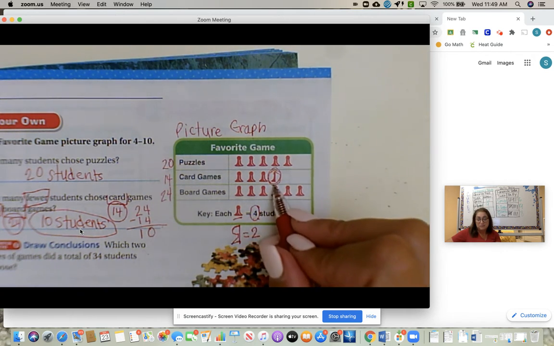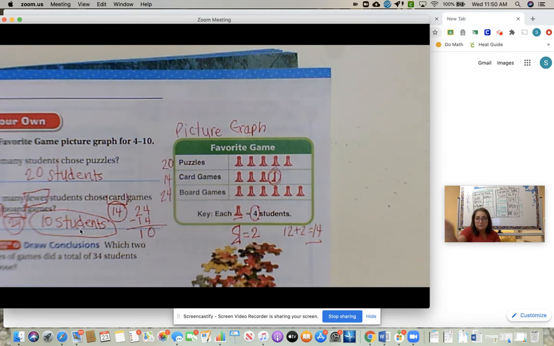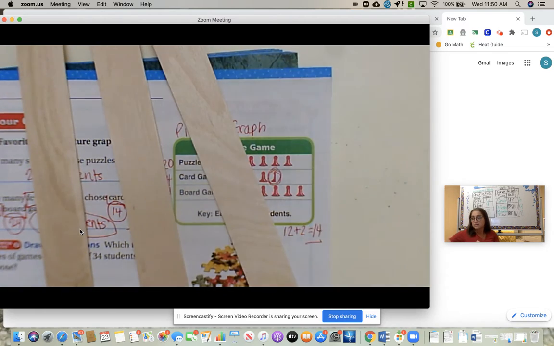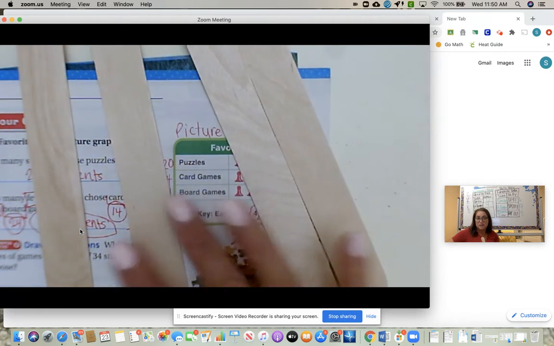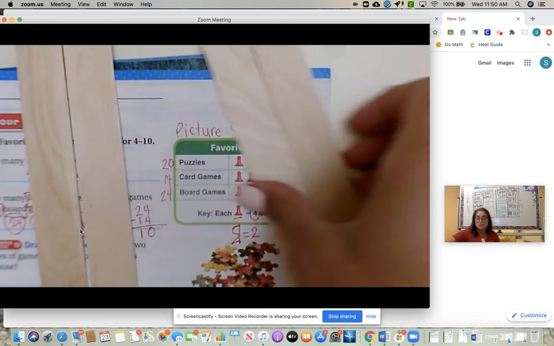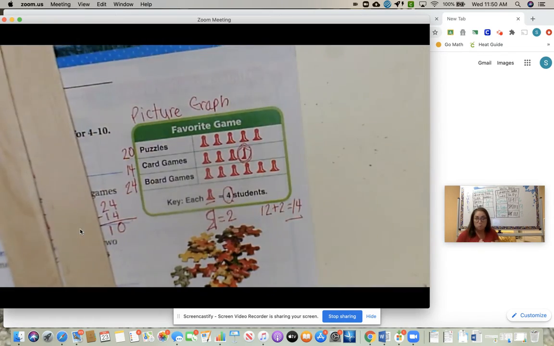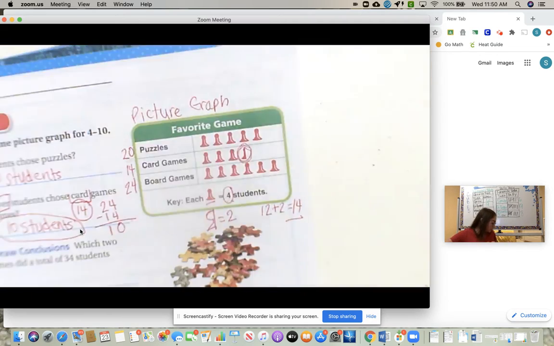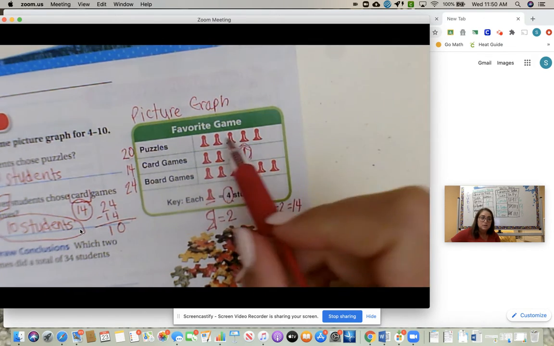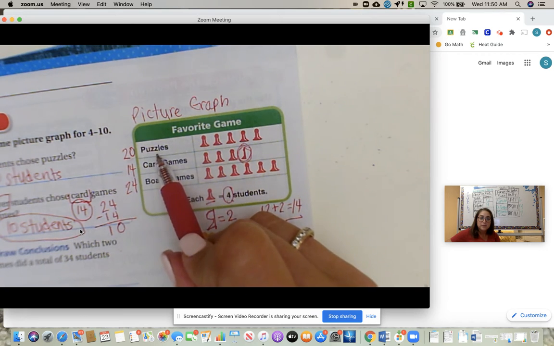Oh, I see a half of a picture. So what is half of 4? We have 4 sticks. If you cut it in half, you'll have 2 and 2. So 2 plus 2 is 4. So half of 4 is 2. So that's why I kind of drew half a game piece and wrote 2. All right, so let's label it. Puzzles, counting by 4.